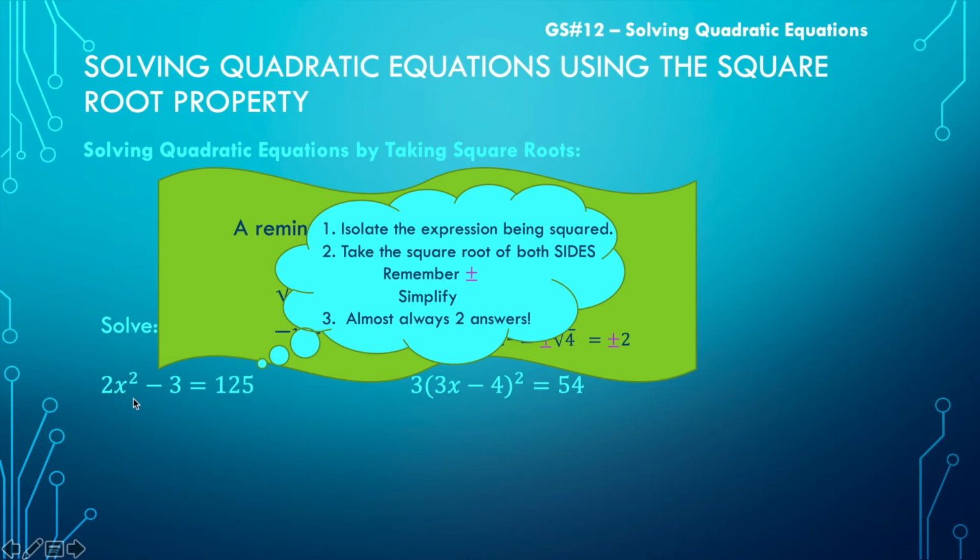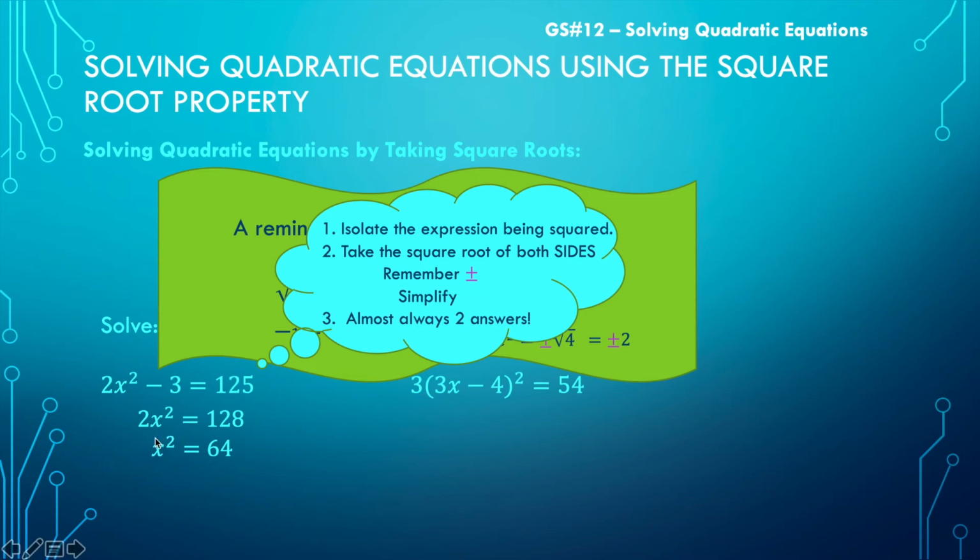That means I want to isolate this x squared. So the first thing I want to do is get rid of the 3 by adding 3 to both sides. And then I would get rid of the 2 by dividing both sides by 2, and we would end up with x squared is equal to 64.